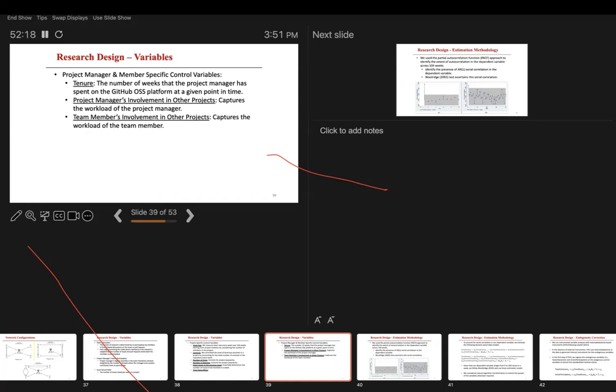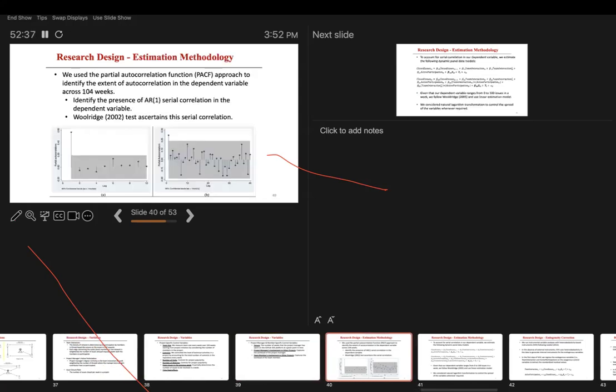Is the project manager involved in other projects? That's important because it captures the workload of the project manager. Maybe they cannot actively participate because of that reason. And likewise, team members' involvement in other projects, which also captures the workload of the team member. So we had to control for both project level characteristics as well as member level characteristics as part of this.